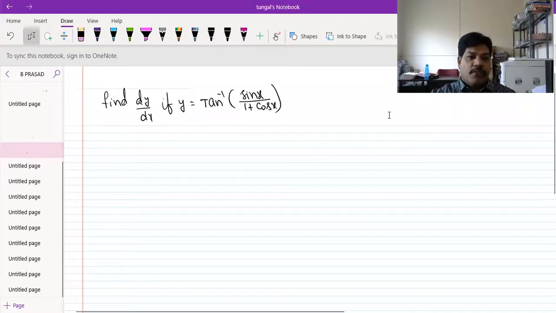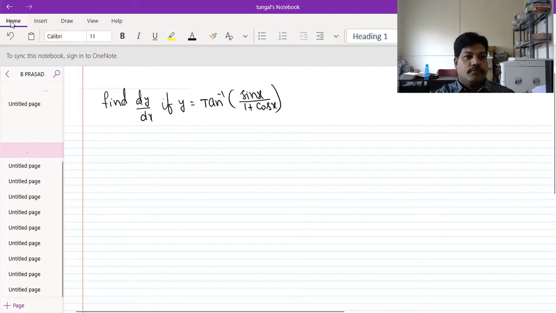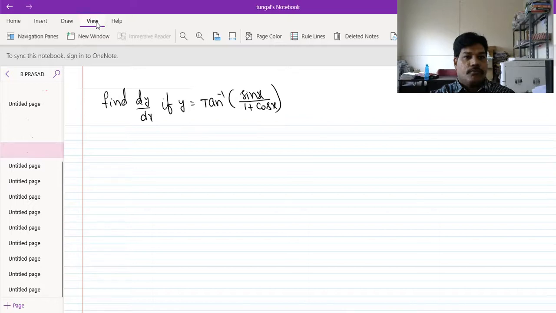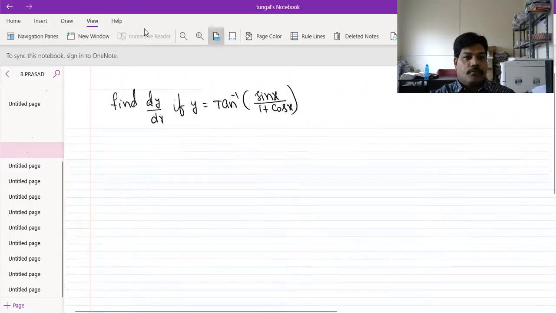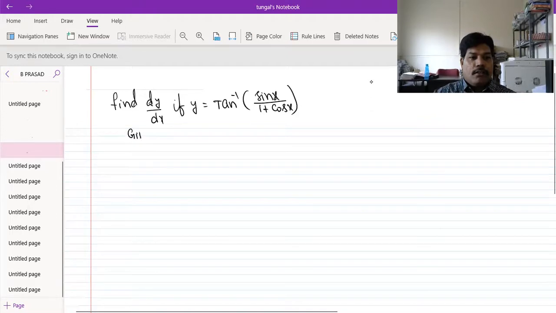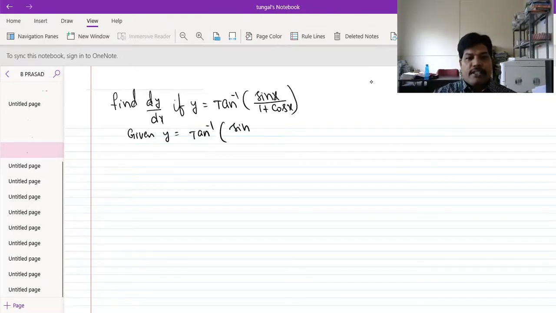So first we have to take the given function. Let y is equal to tan inverse of sin x by 1 plus cos x.